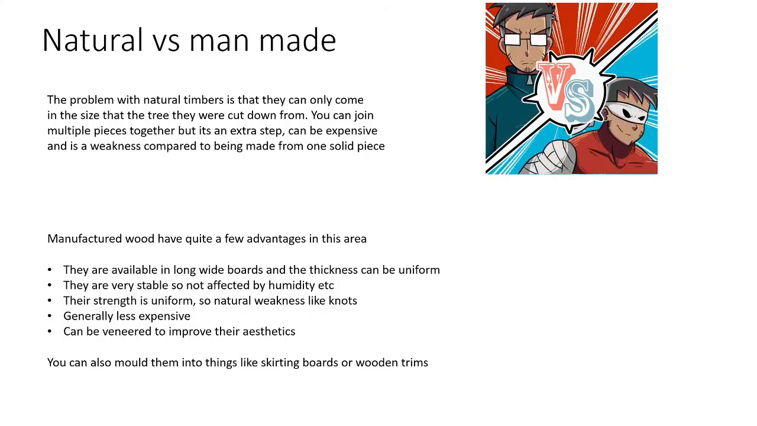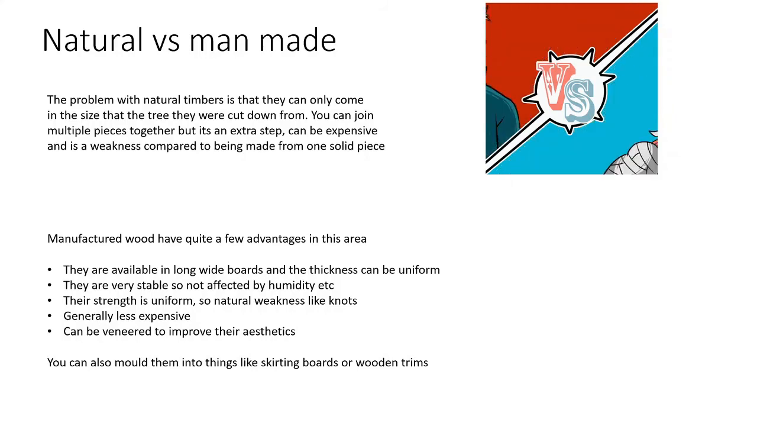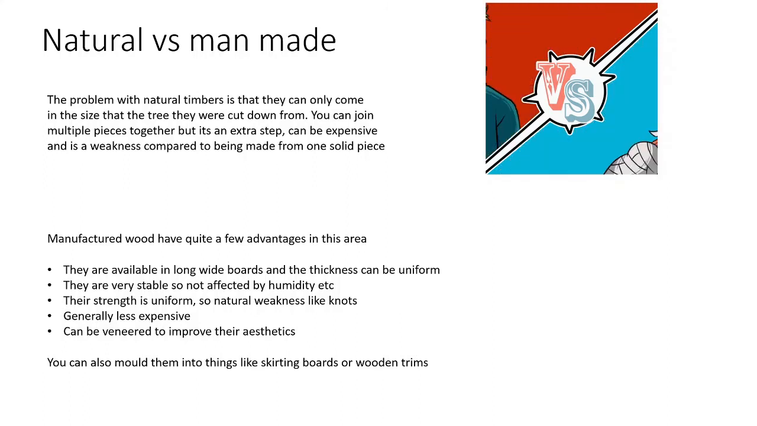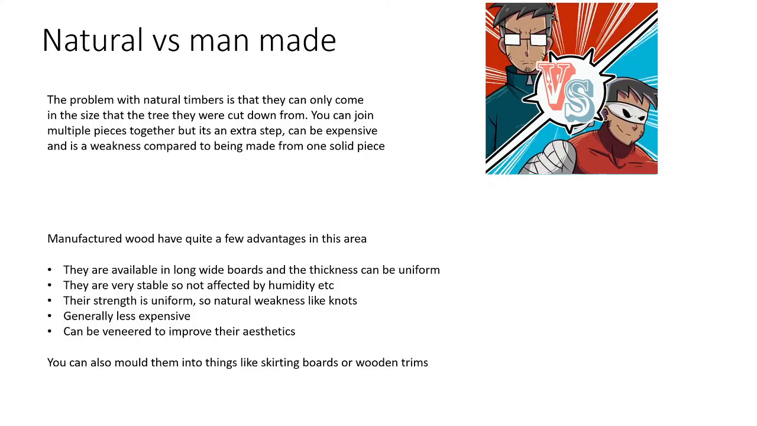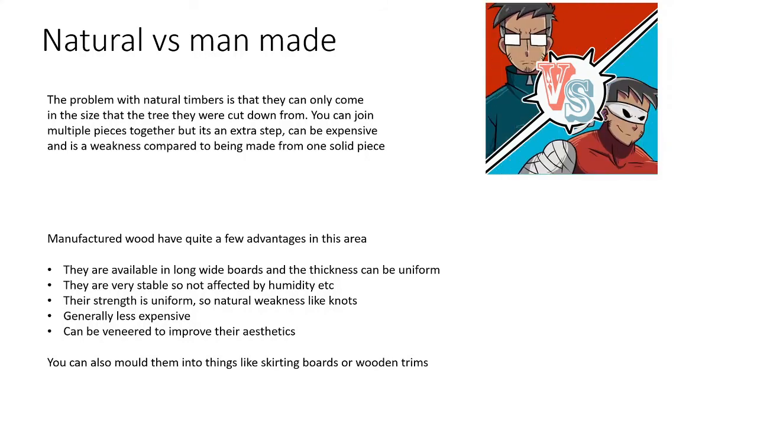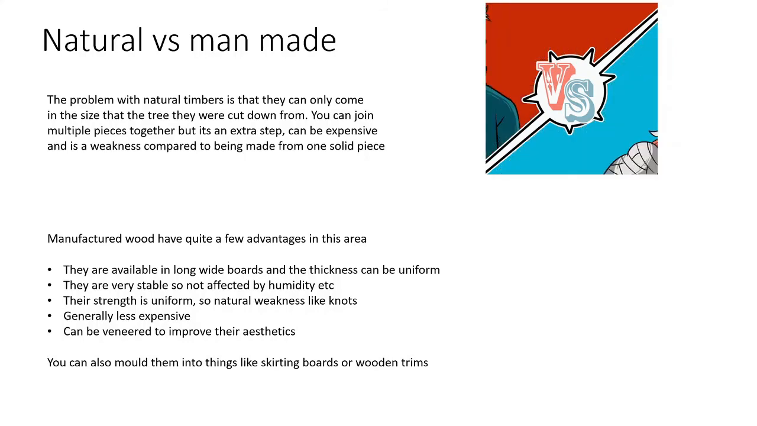The benefit of man-made is that you can buy sheets of MDF, ply, or chipboard in any size you want. So if you're going to make an office table, your options are either to make it out of one solid piece of ply or one solid piece of MDF and veneer it, or make it out of three or four bits of oak and join them together. And that will be a natural weakness that eventually will break.